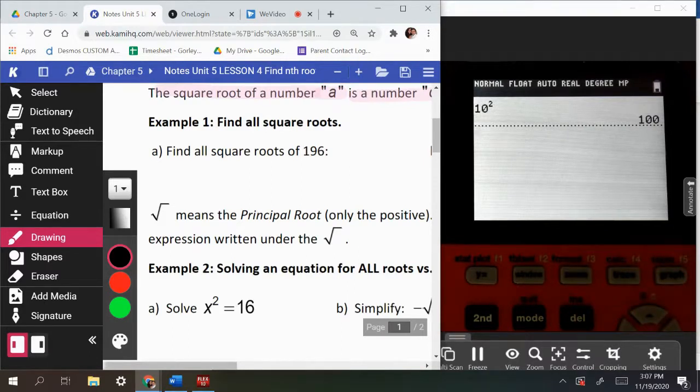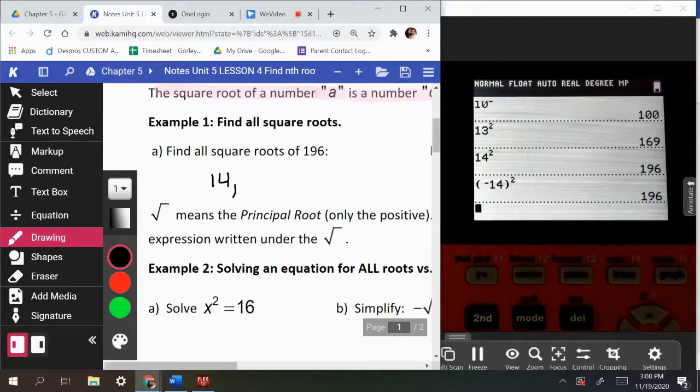I know 12 squared is 144. So maybe we'll start with 13 squared. That's 169. And 14 squared is 196. Okay, so 14 is going to be one of the roots. Is there anything else that when I square it would give me 196? Well, what about negative 14 when I square that? See, I still get 196. So I could say 14 or negative 14. Both of those would work in this case.